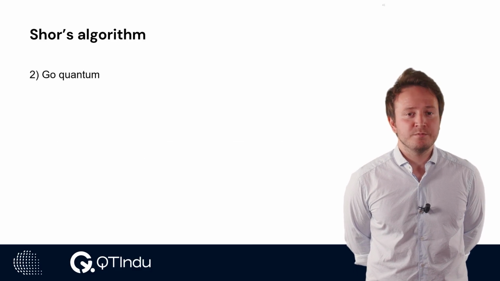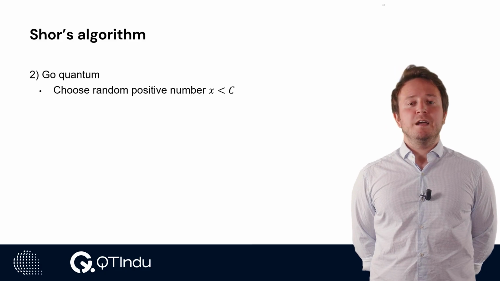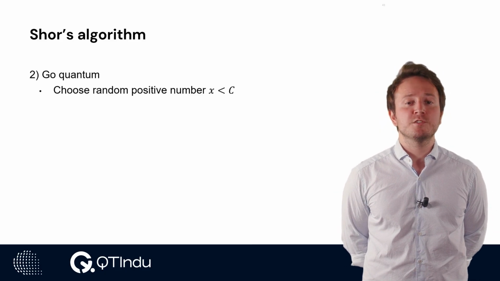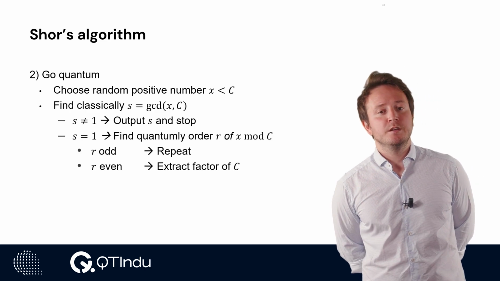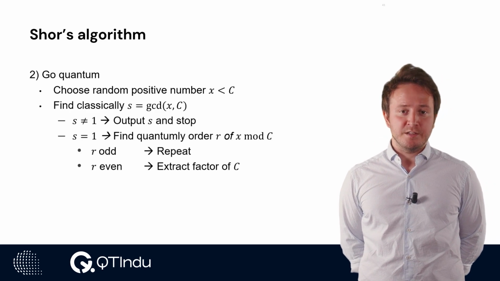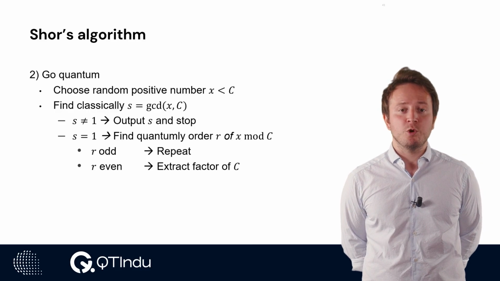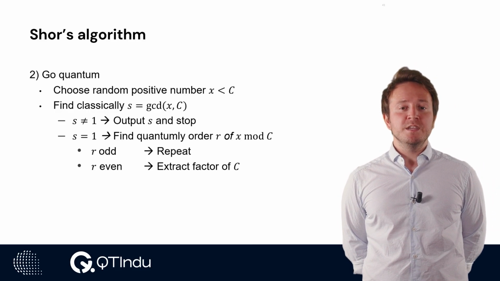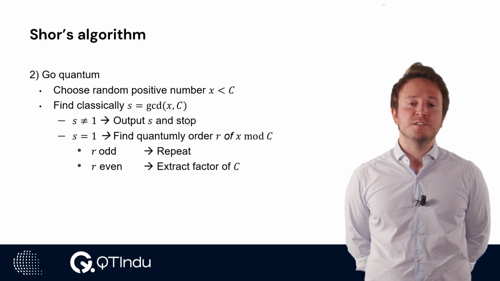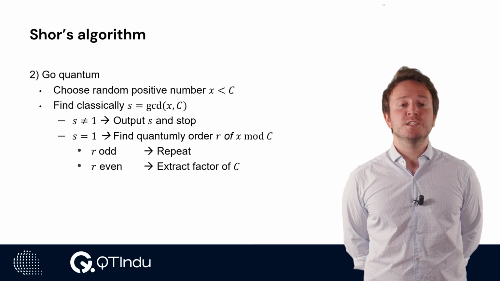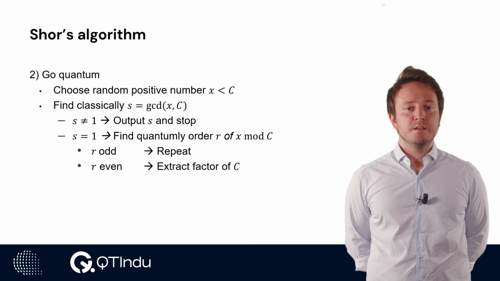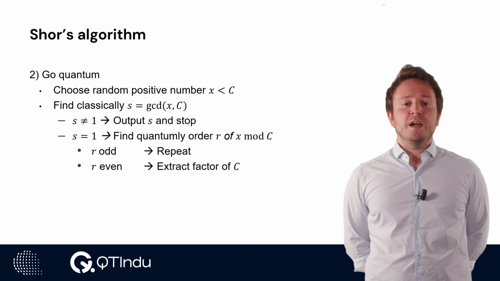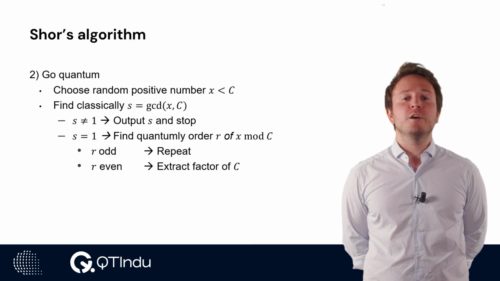If none of this works, then we go quantum. In particular, what we do is that we first choose a random positive number x that is lower than C. We then classically find S, the greatest common divisor of x and C. Now, if S is different from 1, it means that S factorizes C, and then we have been very lucky, and we can just output S and stop. If S is equal to 1, then we need to find quantumly the order R of x modulo C.